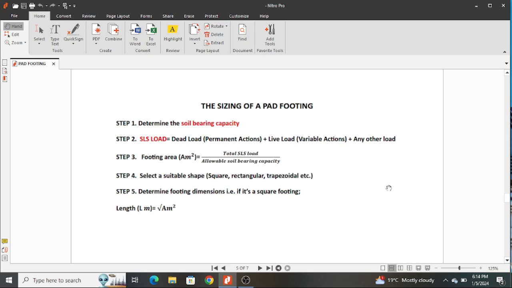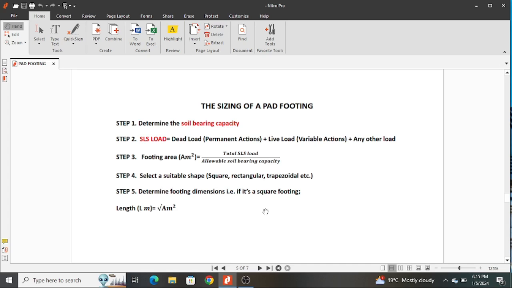Therefore, why do we use SLS when sizing? Remember, I have not talked about design of the footing. Why do we use SLS? That is a question to think about. Number 2, we have talked about the sizing of a pad footing, and we have sized just the plan area. What about the depth? What do we do when we are sizing the depth of a pad footing?